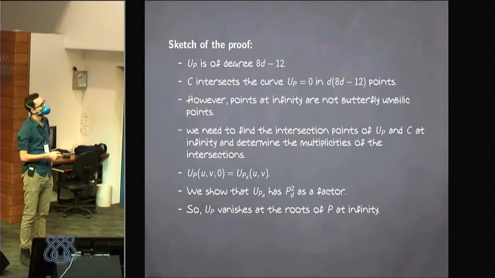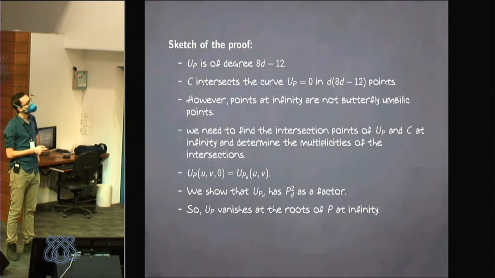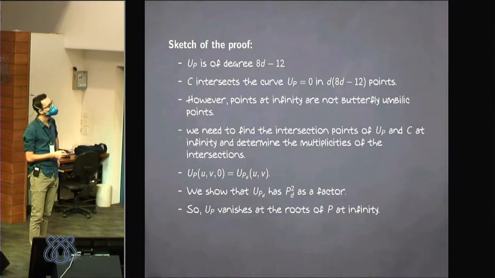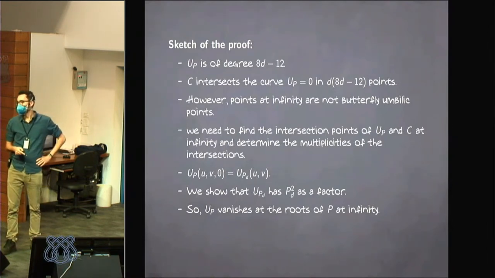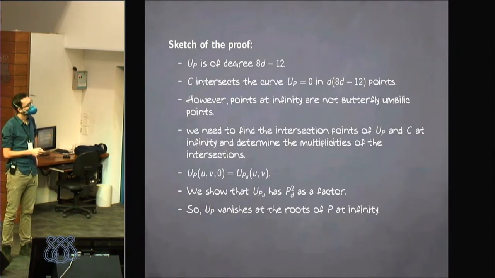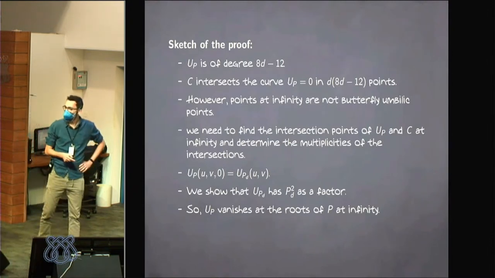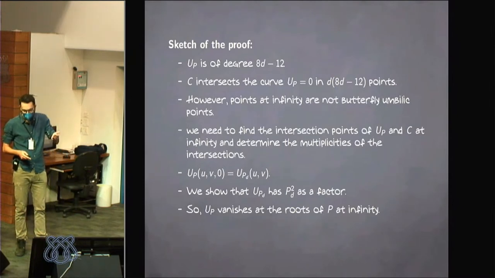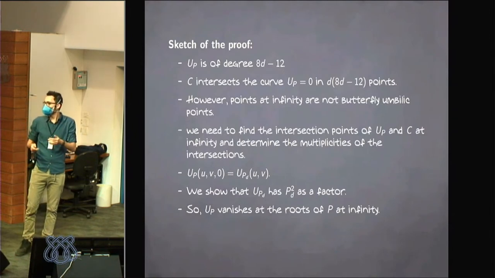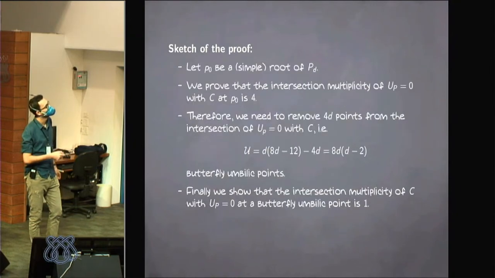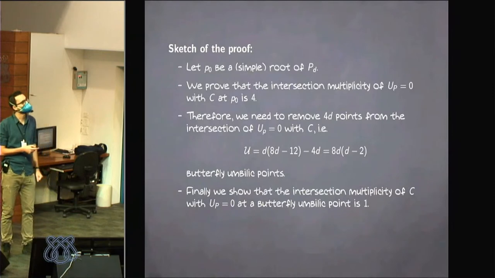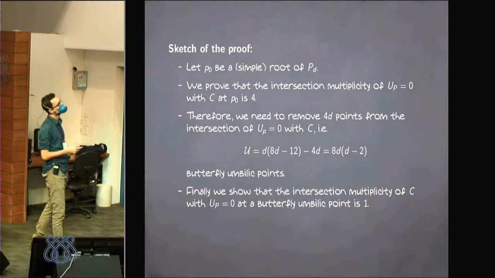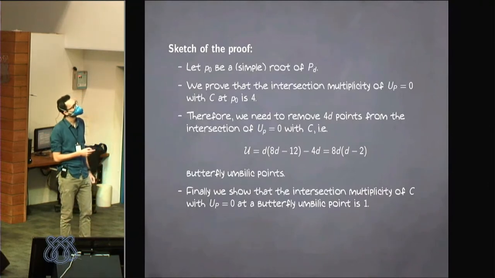So let's look at this part now. For example, UP at infinity, on the line at infinity, is equal to UP_d(U,V). We show that this UP has d squared as a factor, so this vanishes at the root of this. Because of that, we need to look at the intersection multiplicity of this root, because this is important to remove from our intersection. Let's consider this root simple. Okay, it's possible to do that. And we prove the intersection multiplicity of our big algebraic curve, we see this part. So because of that, we need to eliminate it and remove 4d points.